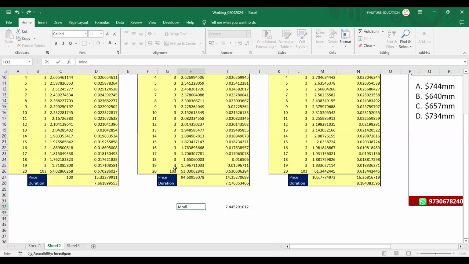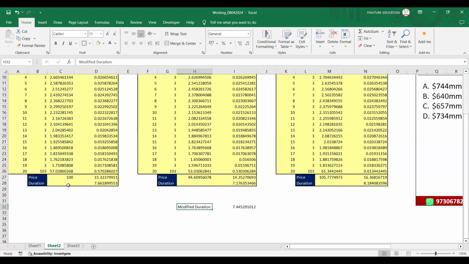Modified. The duration above that you see what I have calculated here is Macaulay duration, weighted average: timings are your weights, you divide it, just do a sum product, and this is how you calculate. And yeah, 7.44 is your modified duration.